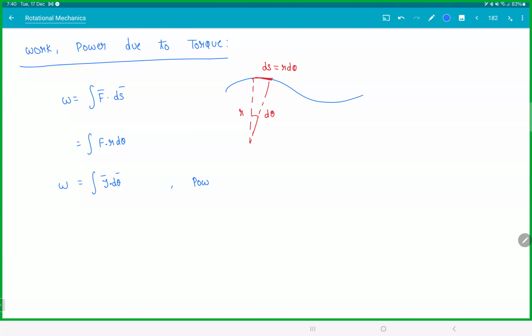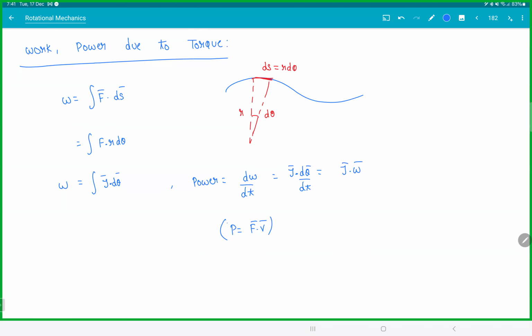Similarly, power is dW by dt. This will be torque dot d theta by dt. D theta by dt is omega, so power is torque bar dot omega bar, just like F bar dot v bar. You can see the formulas look the same. Force becomes torque, v becomes omega. So if you get things in terms of torques, thetas and omegas, you can use these formulas. Clear with this? So that is one way to figure it out.